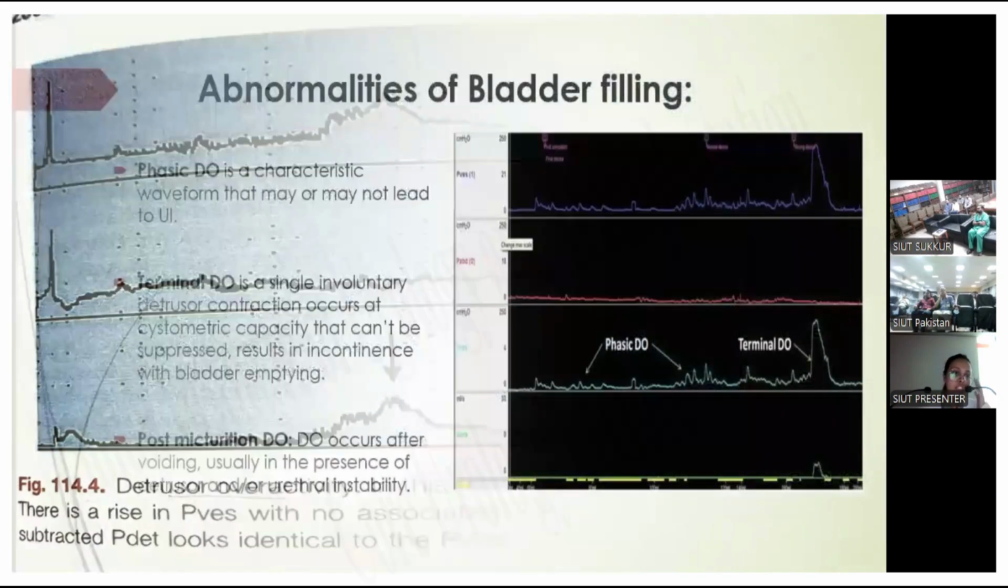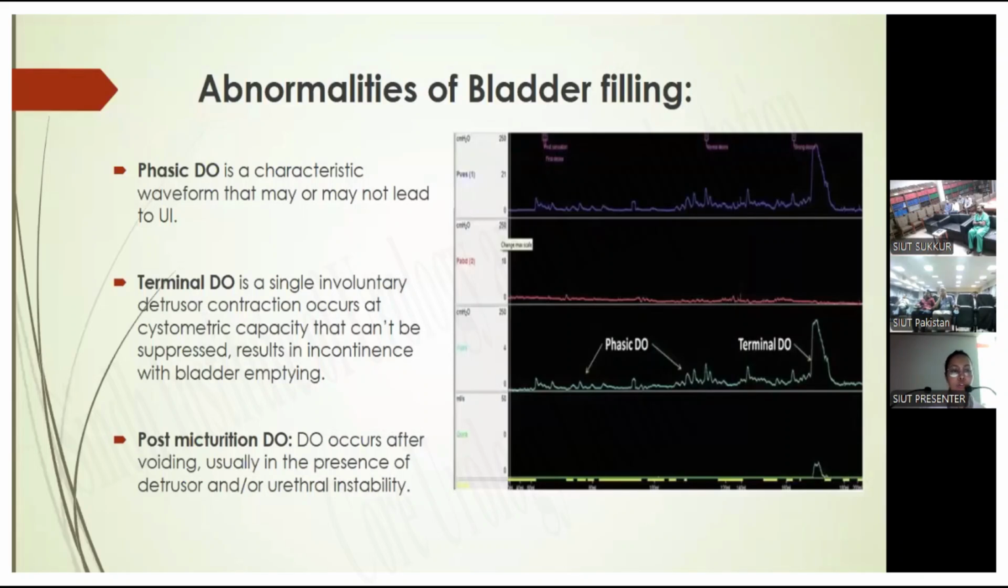As I already told you, there are a few types of detrusor overactivity. Number one is phasic detrusor overactivity. It is characterized by a characteristic waveform that may or may not lead to urinary incontinence, which is shown here in the filling phase. These are the contractions which cannot lead to incontinence. While terminal detrusor overactivity is a single involuntary contraction of the detrusor muscle which occurs at cystometric capacity, cannot be suppressed, and results in incontinence with bladder emptying. Here is a terminal DO. This leads to the incontinence, and here it shows in the flow chart also. Post-micturition detrusor overactivity occurs after voiding, usually in the presence of detrusor and/or urethral instability.